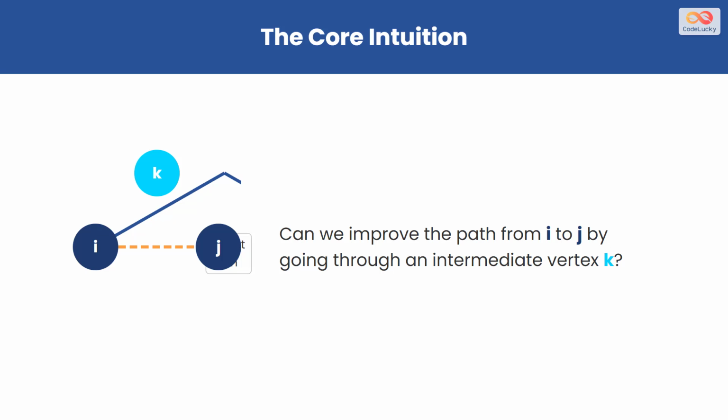The core intuition behind this algorithm is simple yet powerful. Imagine you want to travel from node I to node J. The question is, can we find a faster route by going through an intermediate city? Let's call it K. If the path from I to K plus the path from K to J is shorter than our current best known path, we should update our route.